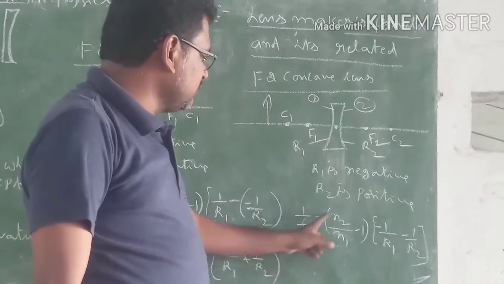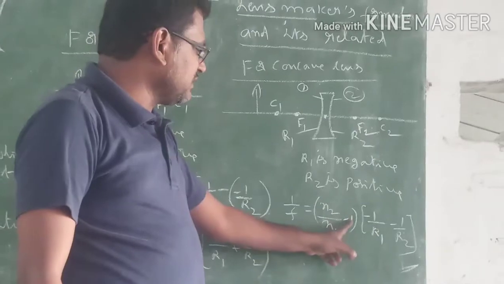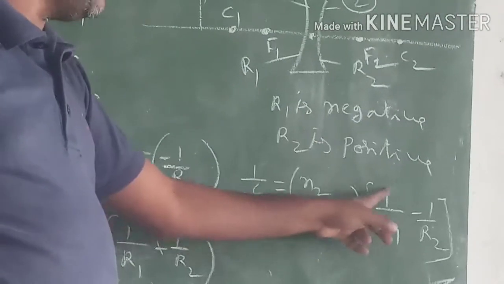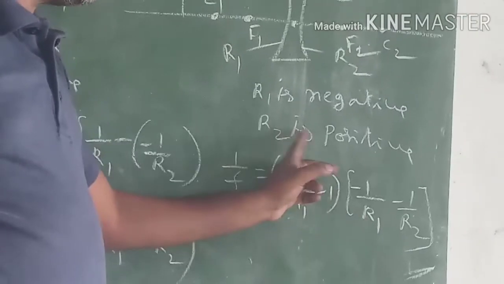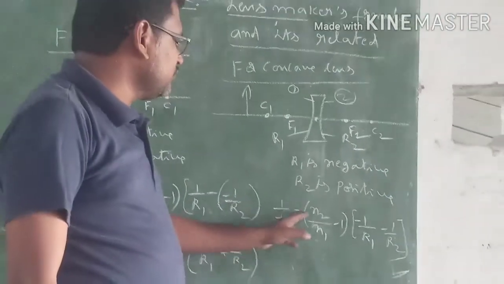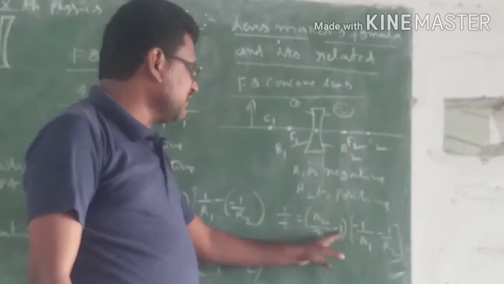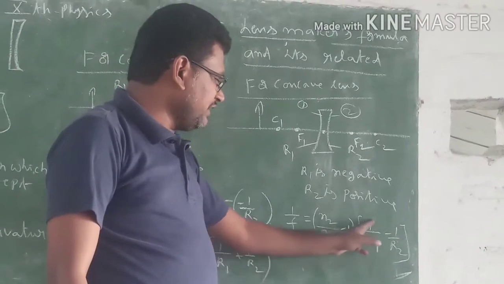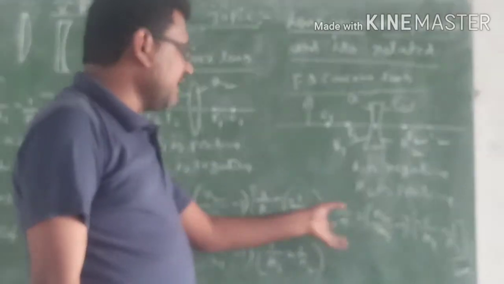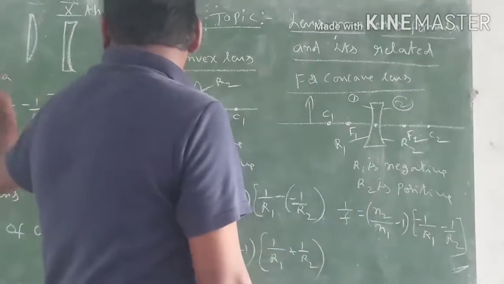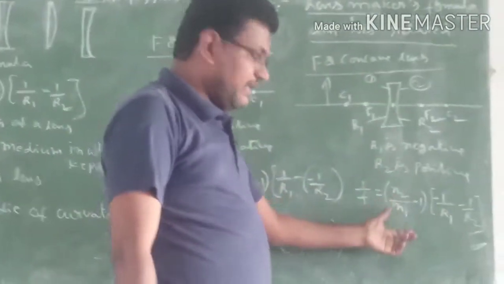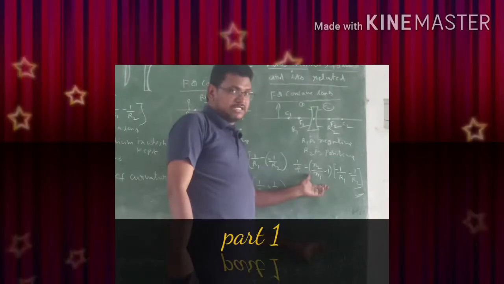So 1 by f is equals to n2 by n1 minus 1. Here r1 is negative, that's why minus 1 by r1, r2 is positive, minus 1 by r2. So 1 by f is equals to n2 by n1 minus 1 into minus 1 by r1 minus 1 by r2. So like this, the lens maker's formula changes for a convex lens and for a concave lens.